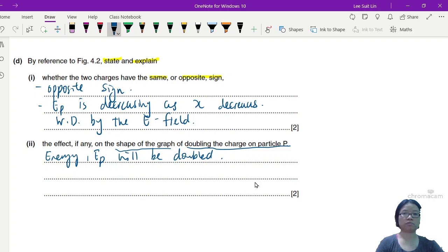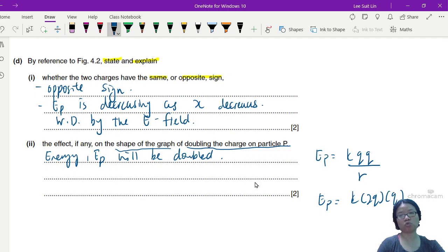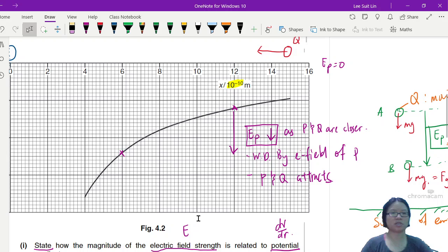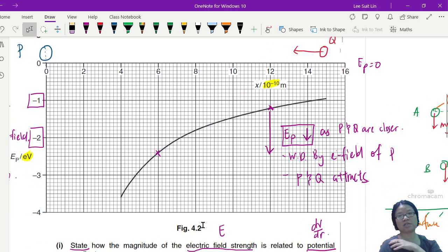Okay, because the potential energy is K, Q, Q, they are the same Q, over R. Now your potential energy will be K, 2Q, Q over R. So this new potential energy is twice the old potential energy. Alright, so if all the values become twice, let's think about the graph a bit. Now all these values are going to double. So let's say, for example, 1 will become 2, 2 will become 4, 4 will become 8.